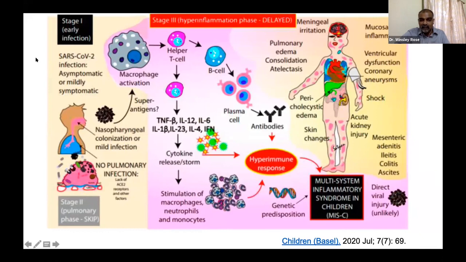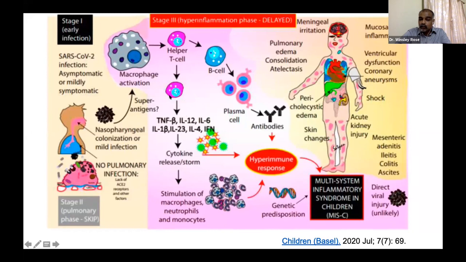Now, for some reason, children who have mild infection, either asymptomatic or symptomatic, skip this pulmonary phase and go directly into this hyperimmune phase, but in a delayed manner. This hyperimmune phase actually happens a little later than acute SARS-CoV-2 infection. Now, there is macrophage activation, which activates helper T cells, which again activates the B cells and plasma cells, leading to a lot of antibodies.